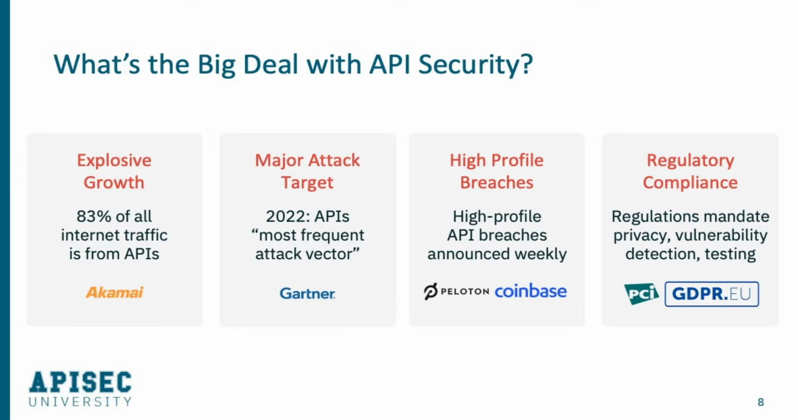And of course, there's a regulatory compliance angle as well. The auditors are very much aware of APIs. They need to be part of your internal risk assessment, and you need to demonstrate that you're actually taking proper steps to address the risks of APIs.